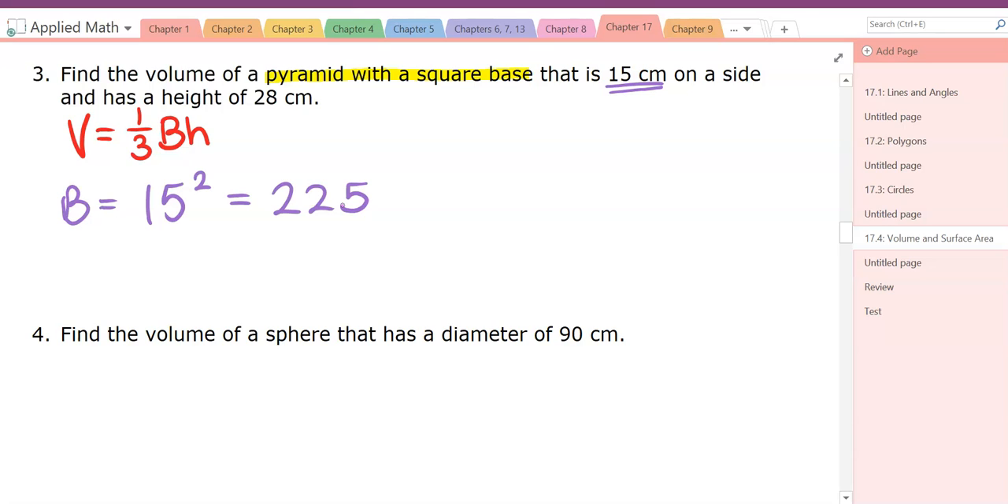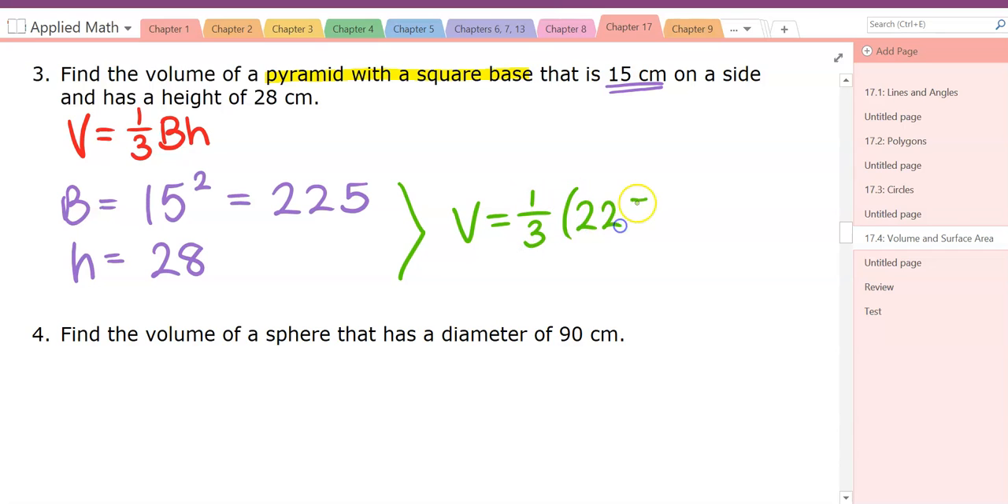Now I need the height of the pyramid. What did they tell you the height is? 28. All right, so now let's plug these in to our volume equation. We're going to take 1/3 times 225 times 28. You could also take 225 times 28 and then divide by 3 if you don't like the fraction. You can do that also. Anyone know what we get there? Good, 2100. And this would be centimeters cubed.